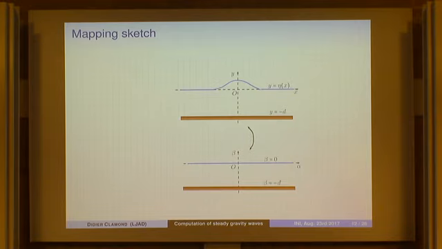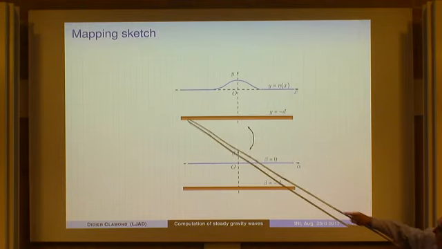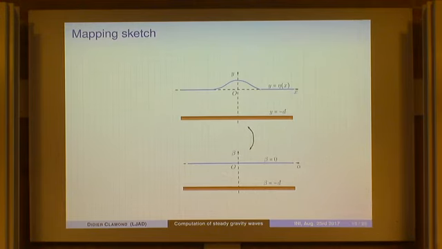To make a sketch, I'm sorry, I didn't have time to make a nicer looking sketch, but basically your fluid domain is like that, and you map it into a strip, as we saw for the solitary wave. But when it's a periodic wave, you just have a rectangle here.